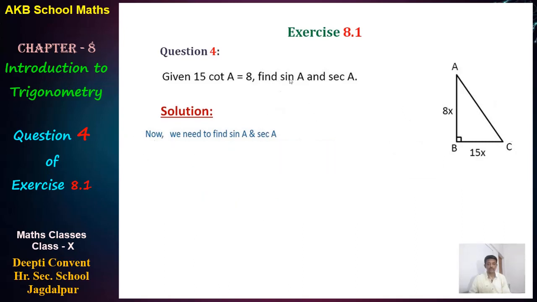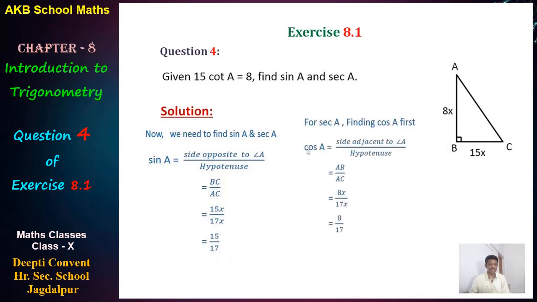Now we have to find the values of sin A and sec A. Sin A, we know, is the side opposite to angle A, this is BC, 15x, that is perpendicular by hypotenuse AC. BC by AC, BC 15x, AC 17x. So 15 by 17. Sin A equals 15 by 17.